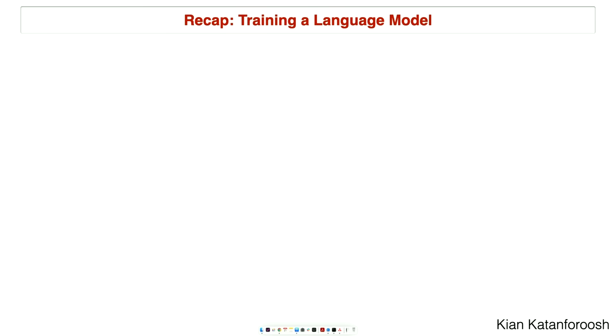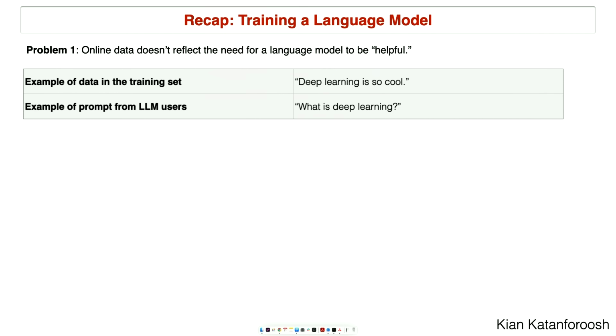Okay, so that's how we trained a language model, but there are a couple of problems. The first problem is that online data does not reflect helpfulness. To give you a concrete example, what you might find in the training set is something like deep learning is so cool, when actually what you might find in practice is people asking, what is deep learning? So the data is not really reflective of you wanting an agent to be helpful, and that's a problem because the model was trained to continue text rather than answer questions. And in practice, you would see it's a big problem.